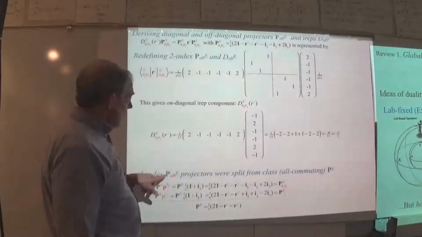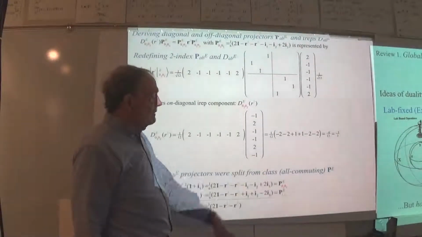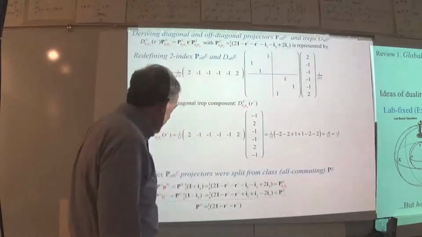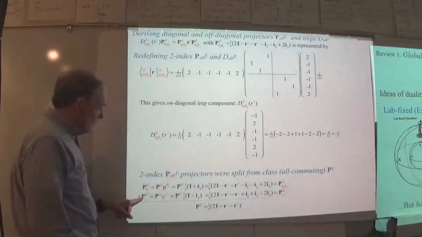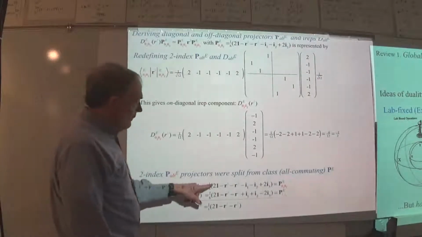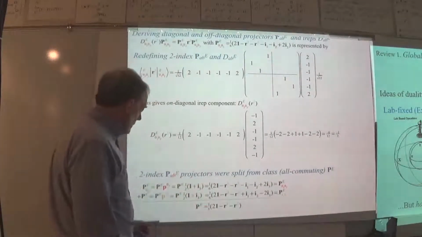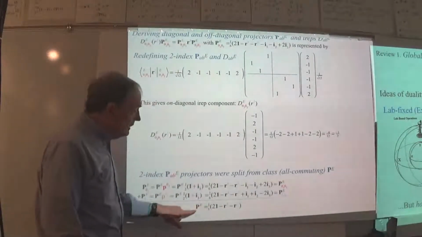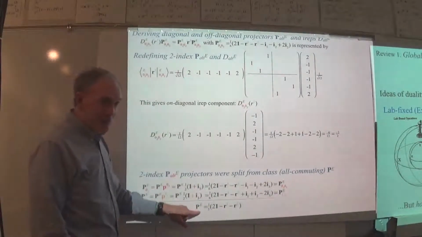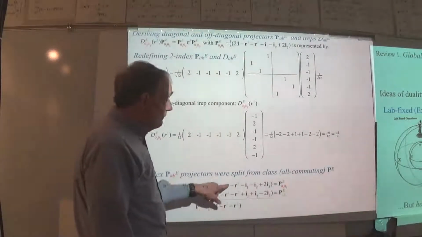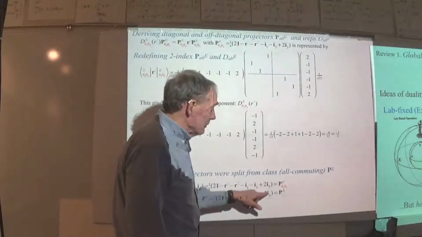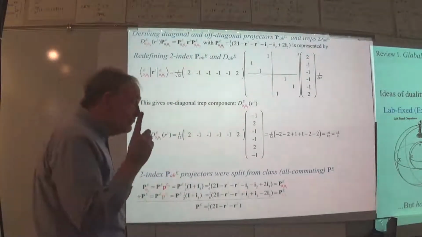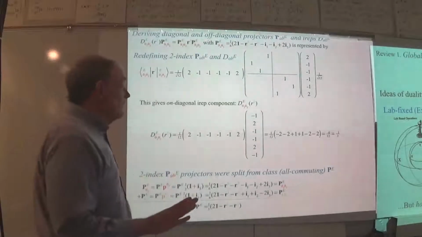So here are the 2 index projectors that were split from the class. The all-commuting PE has split into this plus this, into this plus this. Okay, that's what it split to. You add them back up again, and you get our old friend at the bottom of the character table. Okay, but this is a full-blown irreducible. You can't split this guy anymore. Any matrix you make of it will have a trace of 1, which means it can't split.